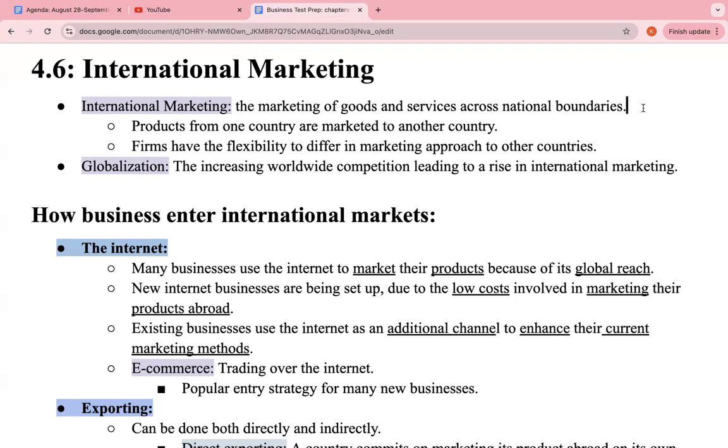In this case, your demographic is different cultures, so the way you market the product has to differ because for some cultures something's acceptable, something isn't. Their priorities and values are different, like I previously mentioned. So now let's define globalization. Globalization is the increasing worldwide competition leading to a rise in international marketing. Basically, it's just increased competition between firms.